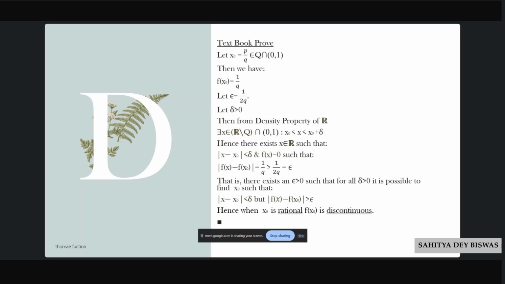Now there is a formal textbook proof, so I will stop for a few seconds, just look at this.